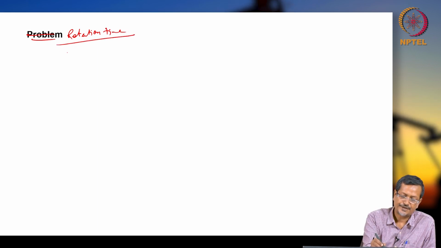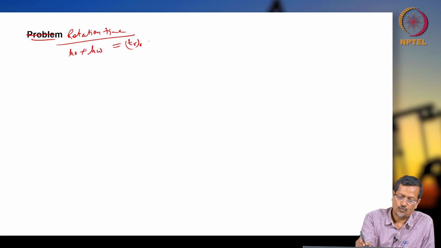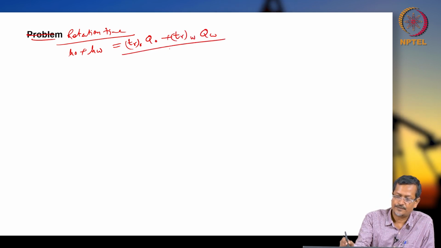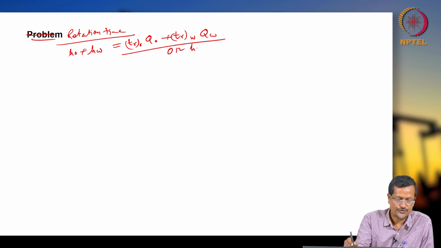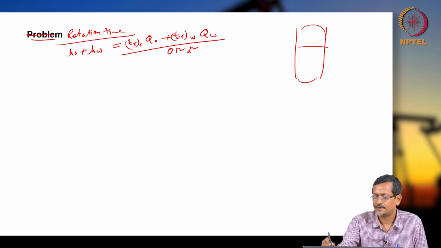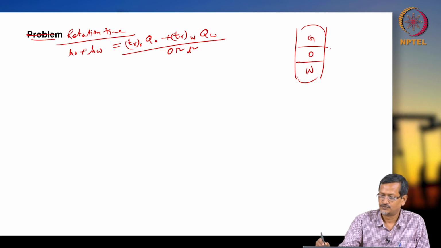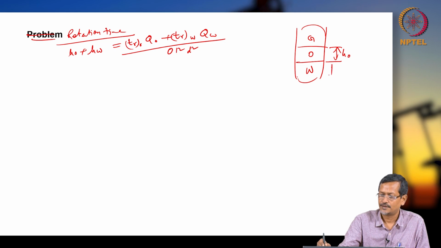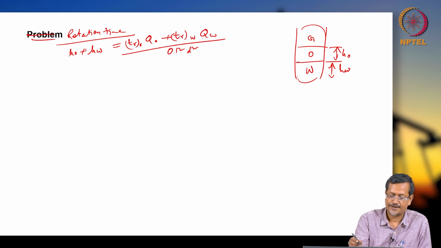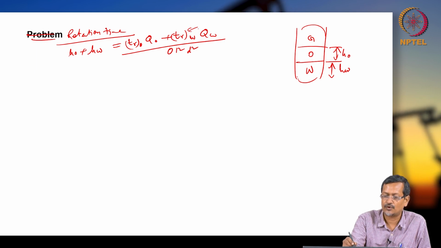Okay, the retention time formula is HO plus HW equals TRO QO plus TRW QW divided by 0.12 D square. So this is a vertical separator with oil, gas, and water. This is HO, this is HW. Retention time for oil is TRO, retention time of water is TRW. All are in minutes actually.